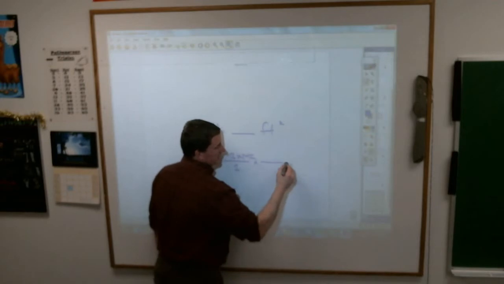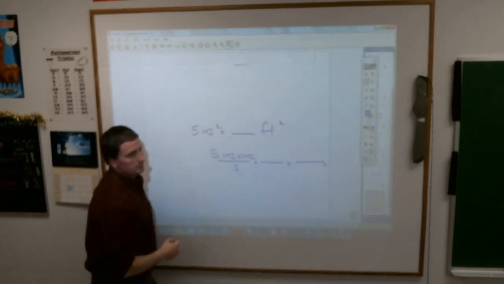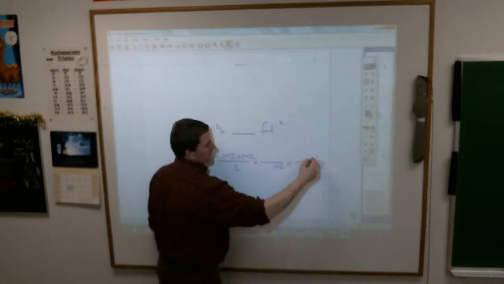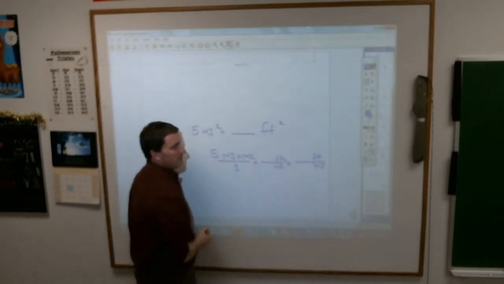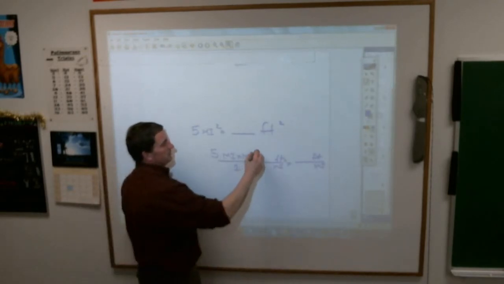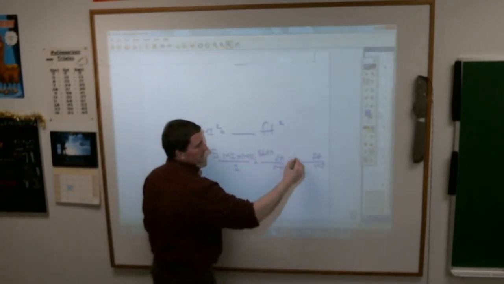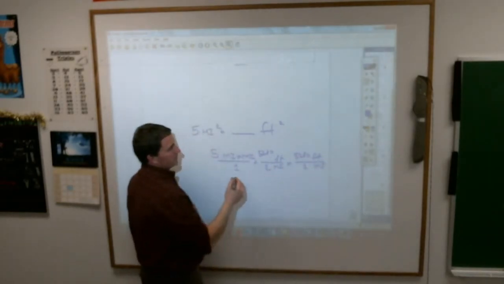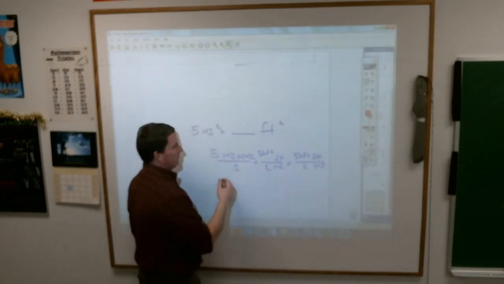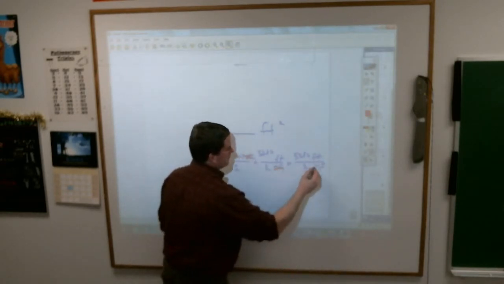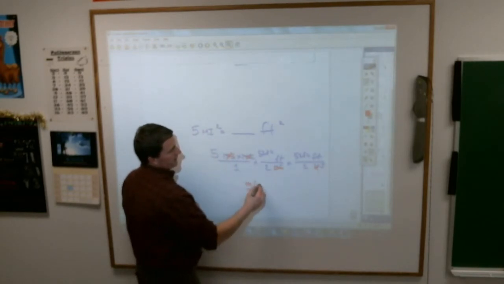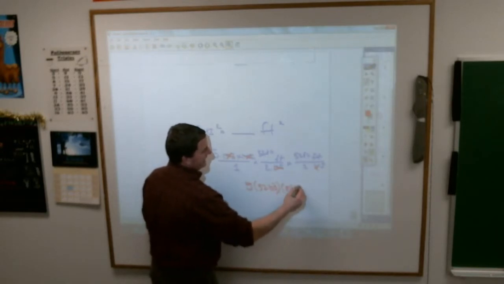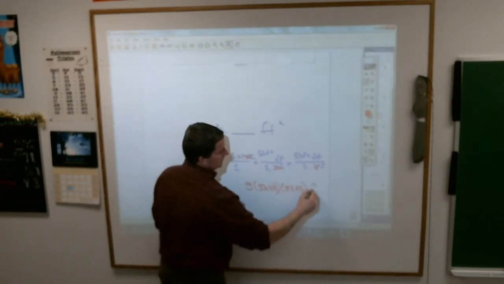What do I have to multiply to get those miles to cross off? 5 miles go on the bottom, correct? Feet go on the top. And how many feet are in a mile? 5,280. Yep, you need a 5,280 on both of these. And rather than having you do 5,280 times 5,280 times 5, you can just write it out as 5 times 5,280 feet squared.